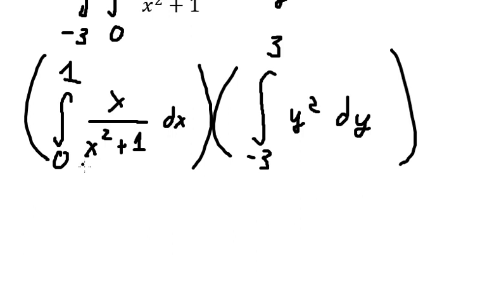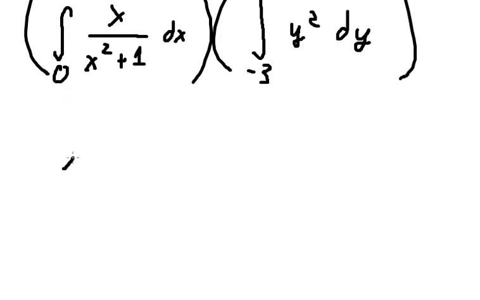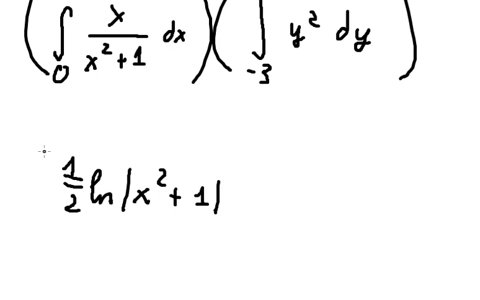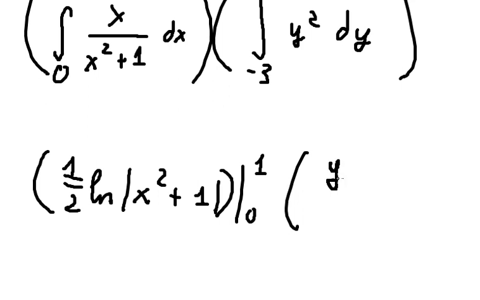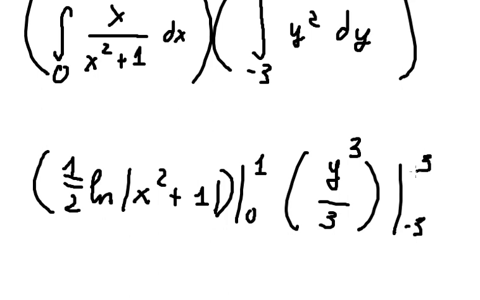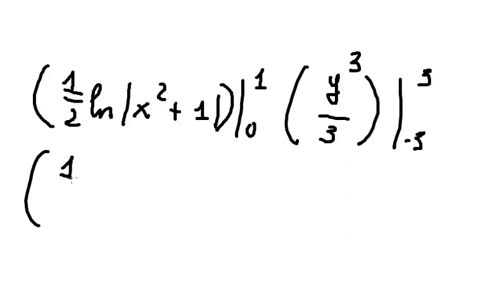The integration of this one gives us 1/2 ln of the absolute value of x squared plus 1, and we put the bounds from 0 to 1. The next one is y to the power of 3 over 3. So I will put 1 here and 0 here. So we have it like this.